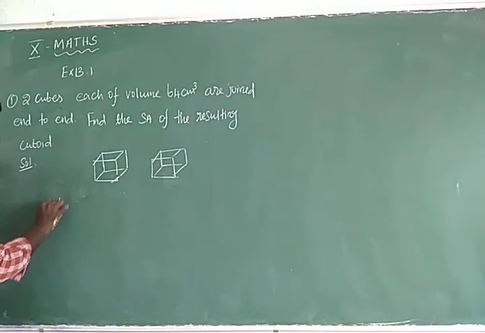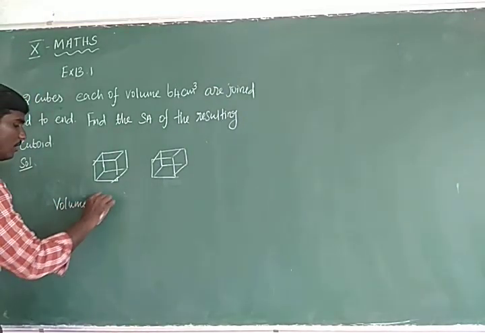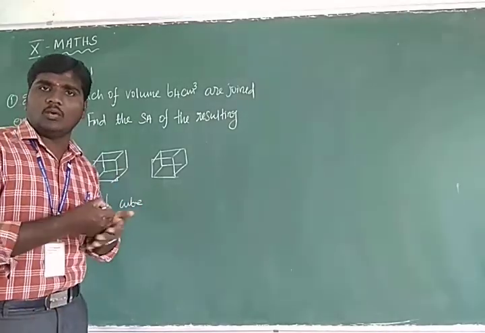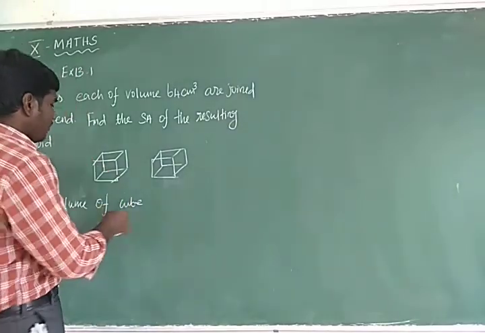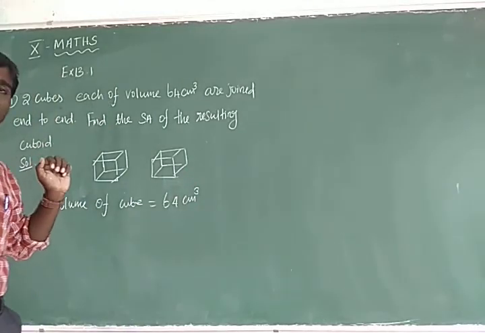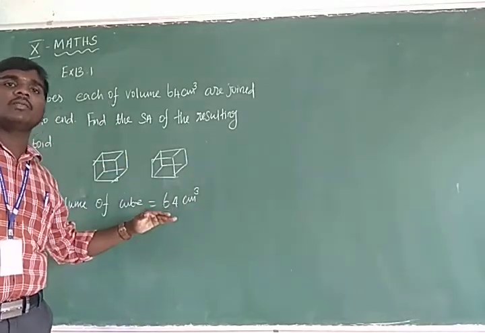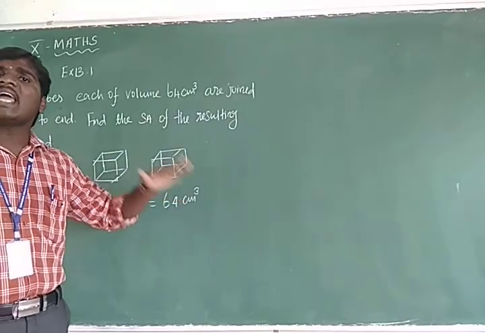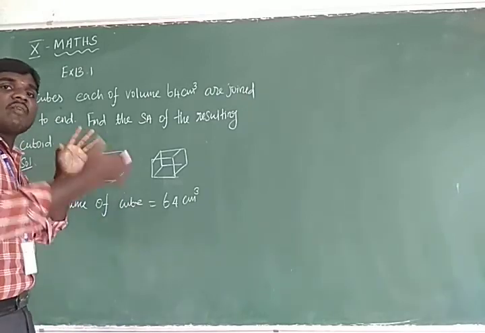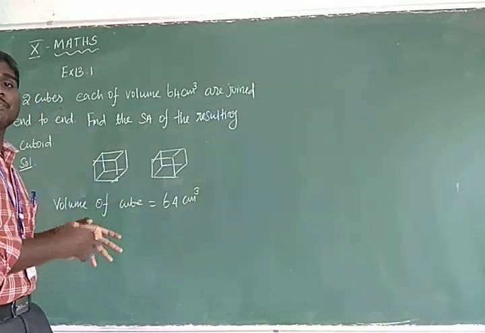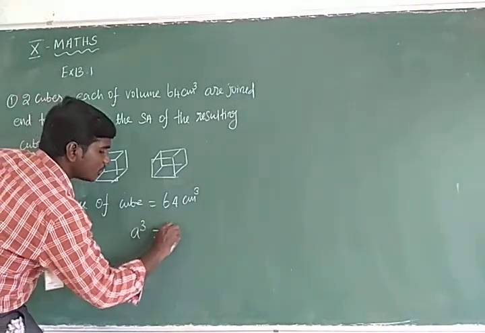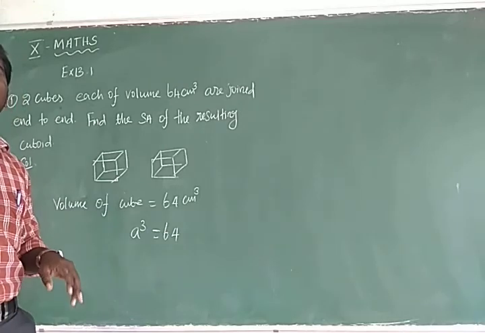Okay, right. So next, the volume of the cube. If it is a cube, all the sides are equal. The volume of the cube is equal to 64 centimeter cube. So from the volume we can find the side of the cube. This value should be equal to the formula. What is the formula? A cube. So A cube is equal to 64.